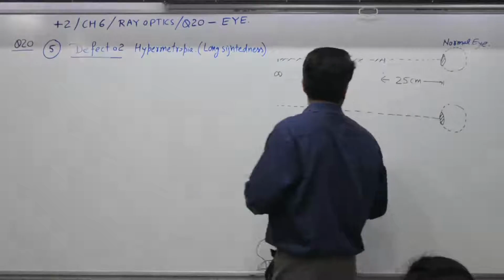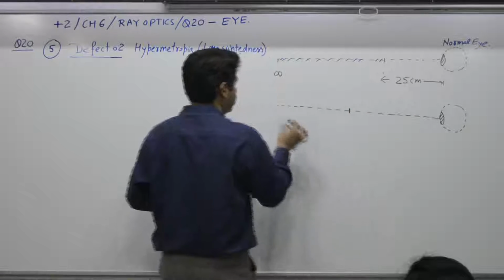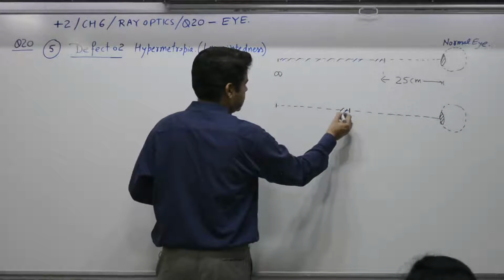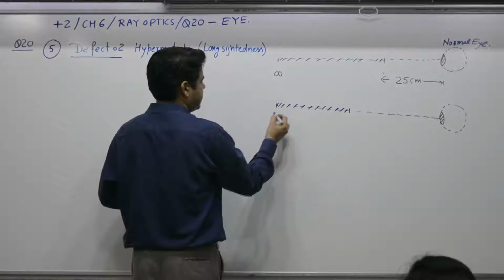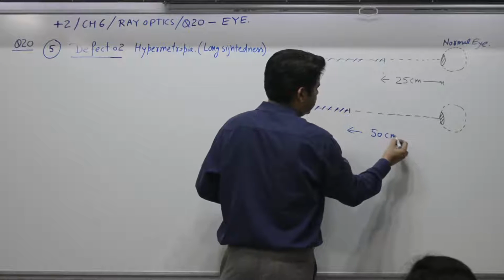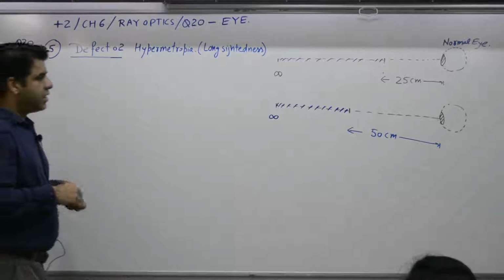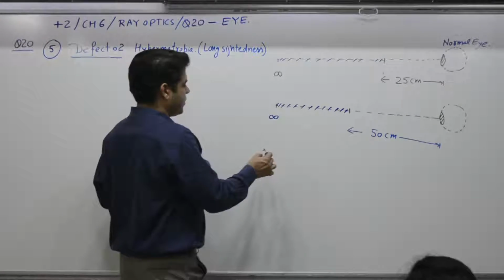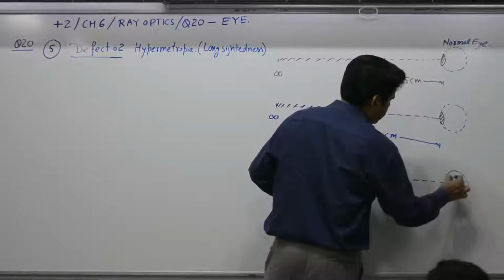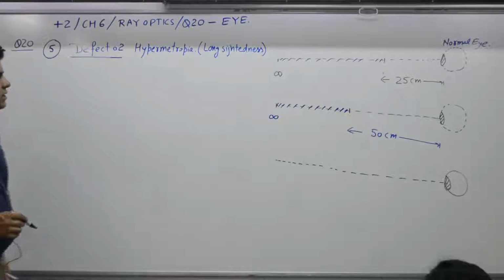That means what? This point, 25 centimeter, is not 25. So its near point has shifted, say, from 25 to 50 centimeters. Again, problem is same, issue is same. You need to design specs for this fellow, and after that we will work out reason.